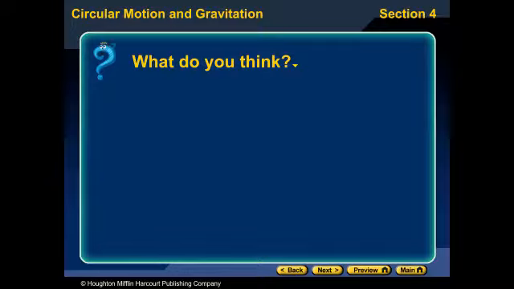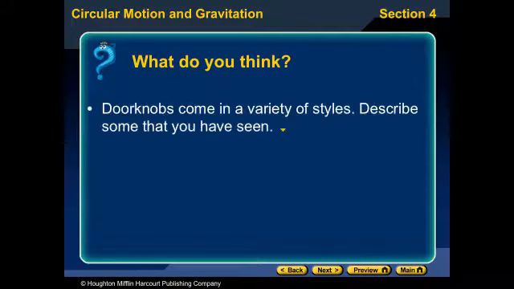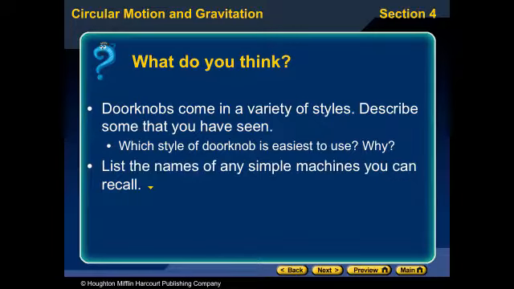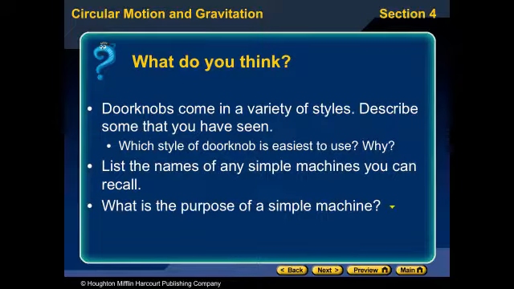Okay, the last section of this chapter is on circular motion, or on torque and simple machines. So think about a doorknob, and they come in different styles. What style of doorknob is easiest and why? Then list the name of any of the simple machines you can think of, and what's the purpose of a simple machine?